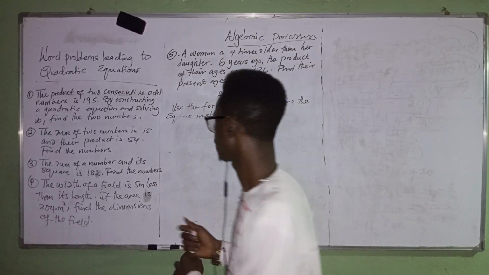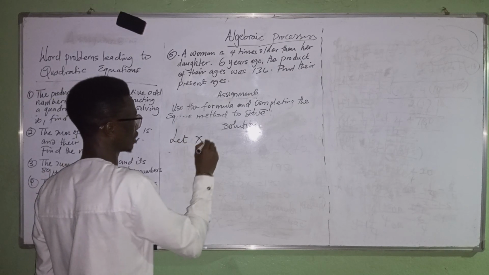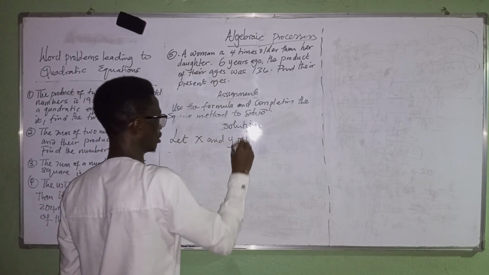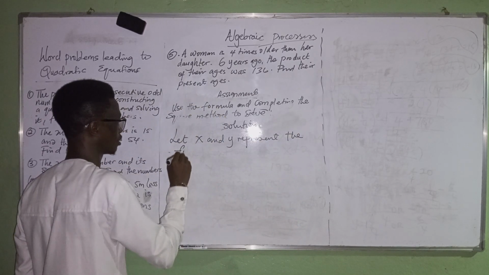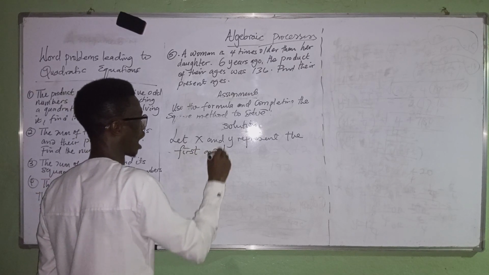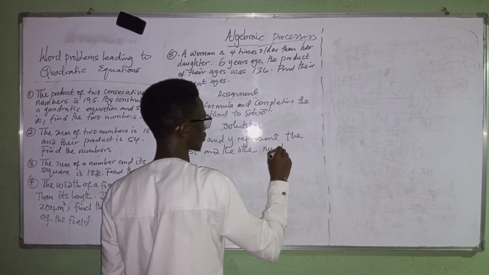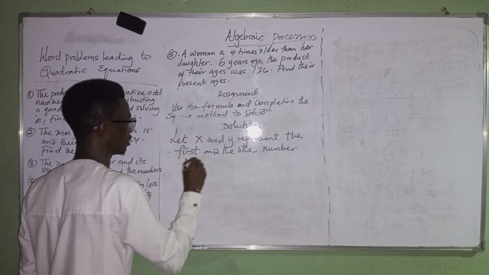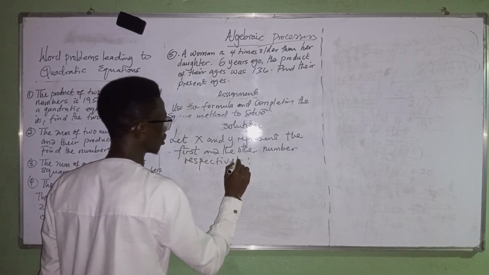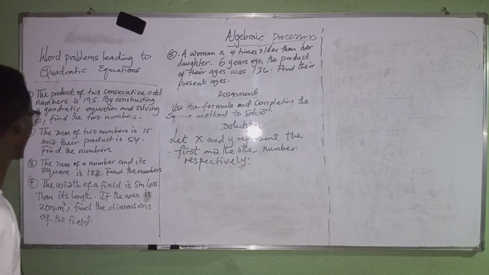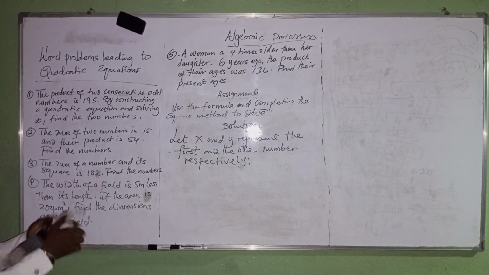So you have two numbers here. So we let x and y represent the first and the other number respectively. Okay? So now we interpret the question because we don't know the number, so you have to take letters to represent the numbers.